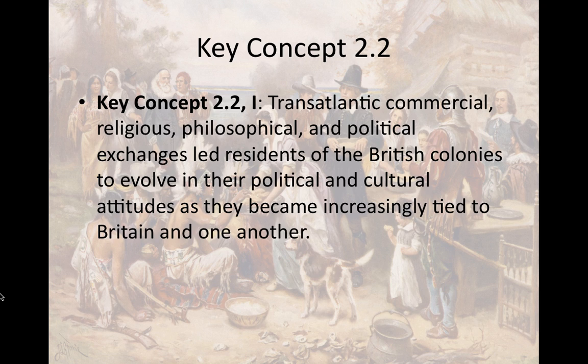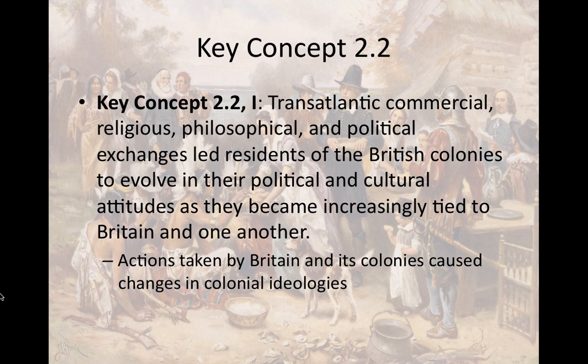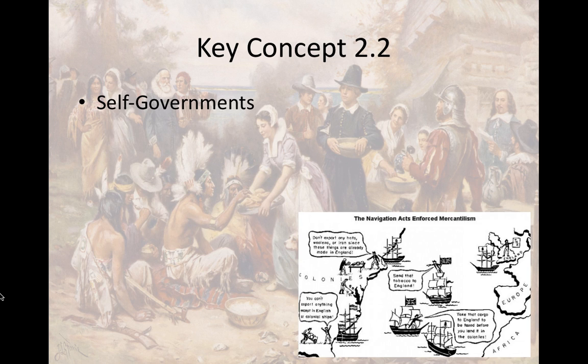Key concept 2.2, Roman numeral 1, says that transatlantic commercial, religious, philosophical, and political exchanges led residents of the British colonies to evolve in their political and cultural attitudes as they became increasingly tied to Britain and one another. So basically, actions taken by Britain and its colonies caused changes in colonial ideologies. And those colonial ideologies, in some cases, led to stronger ties with Britain, in some cases led to separation. And that separation obviously is going to be increased as this class continues. So let's talk about it.